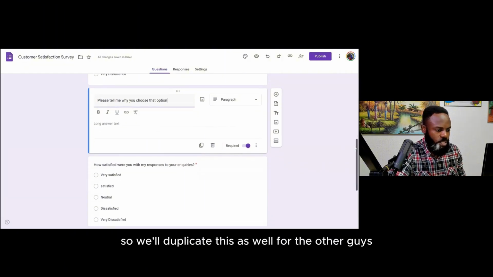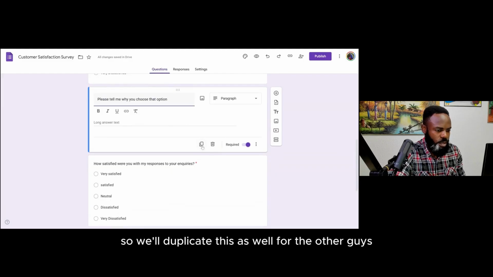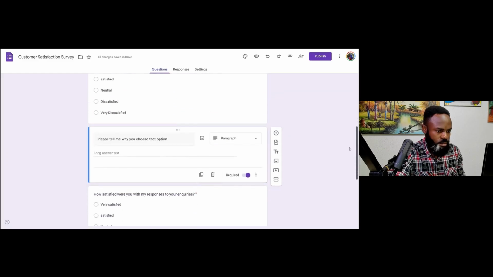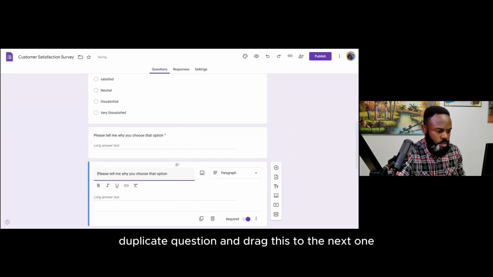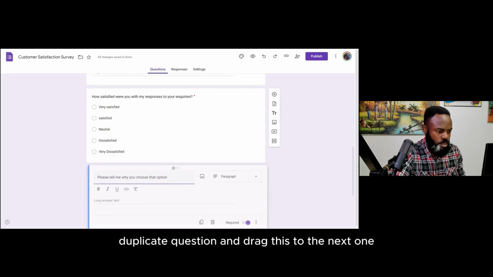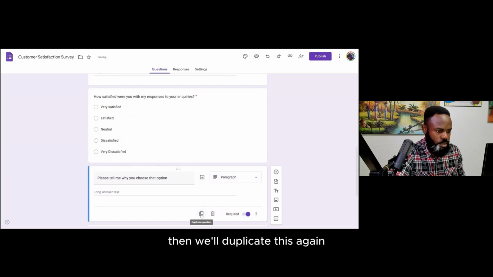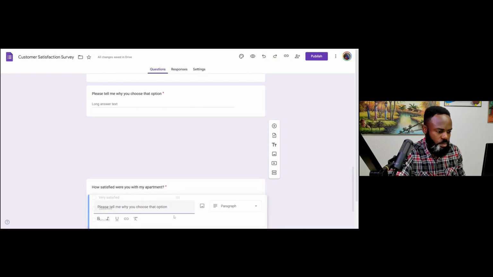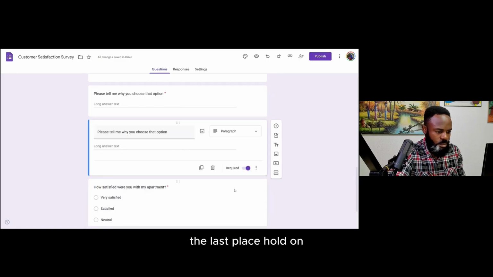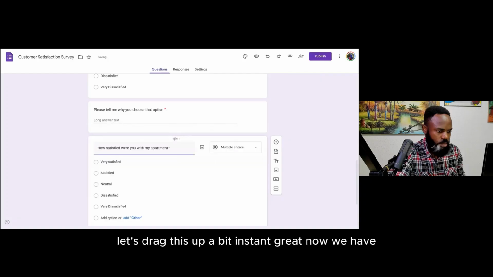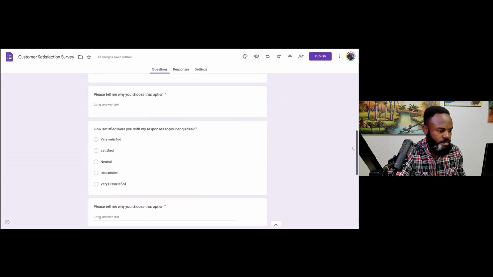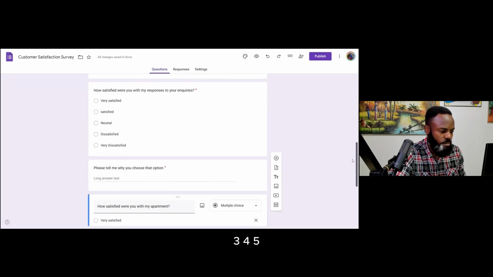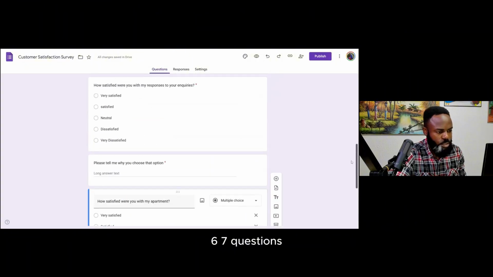So we'll duplicate this as well for the other guys. Let's just duplicate, make the job the same. So I've done this, duplicate question, and drag this to the next one. Then we'll duplicate this again. And then we can drag this to the last place. Hold on, let's do this above it instead. Great. Now we have a total of 1, 2, 3, 4, 5, 6, 7 questions.